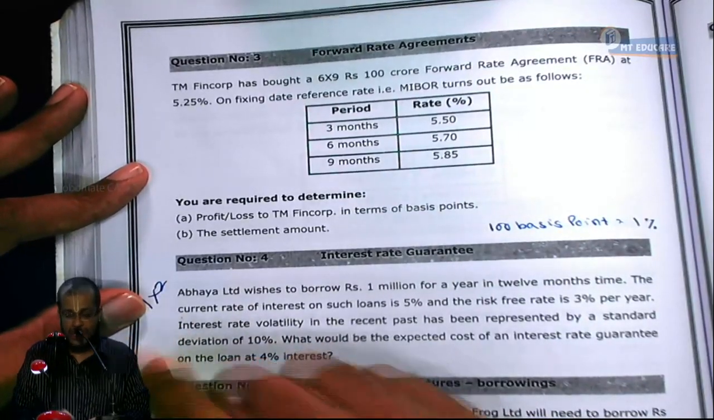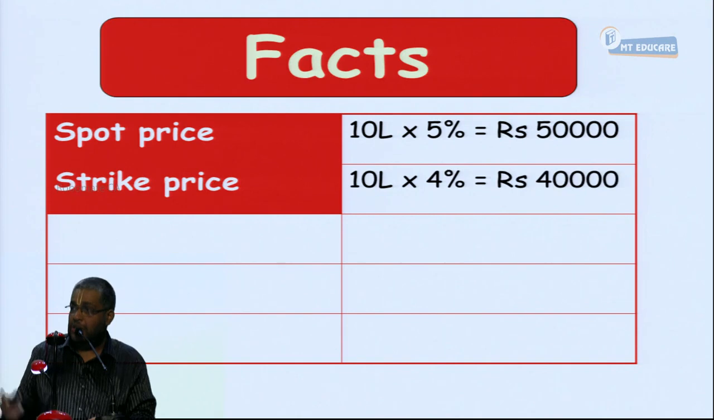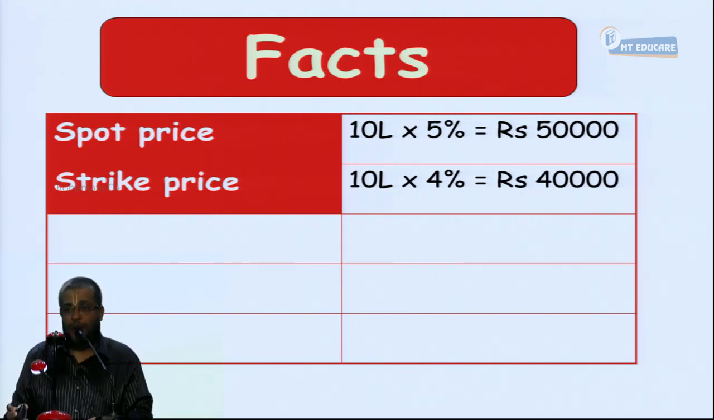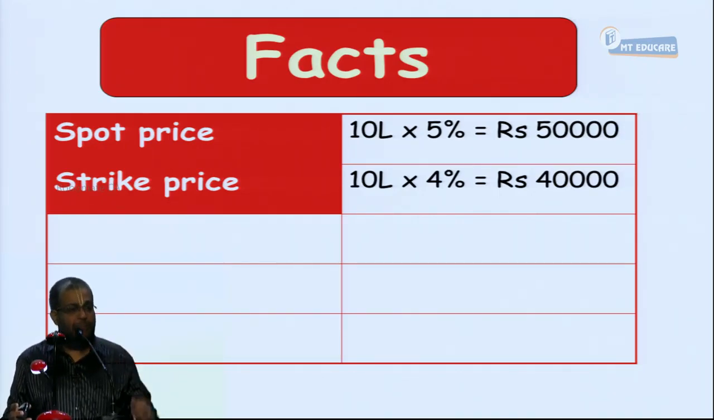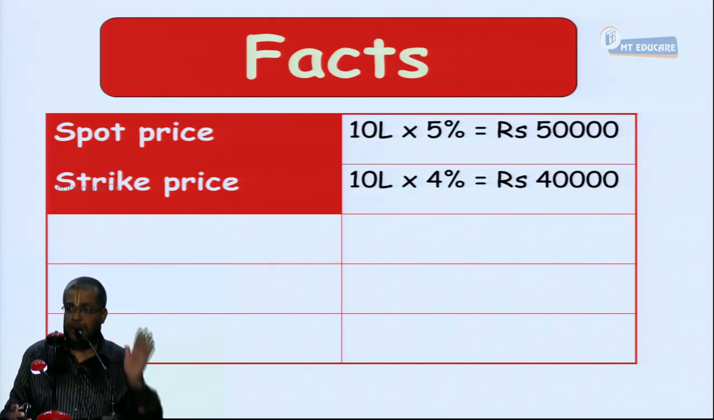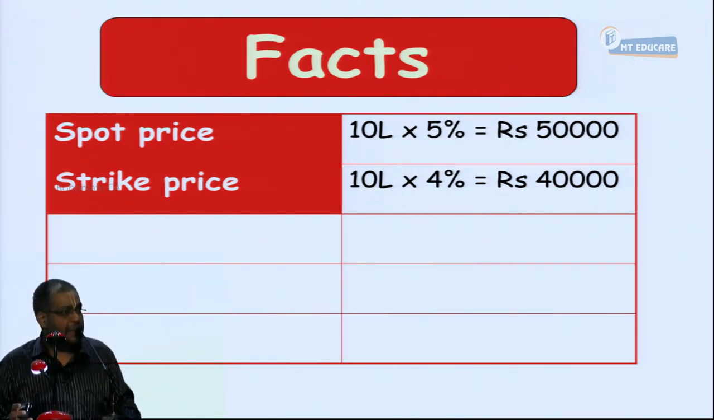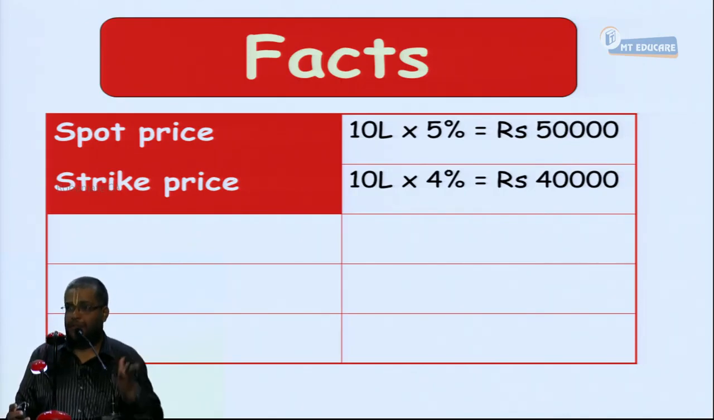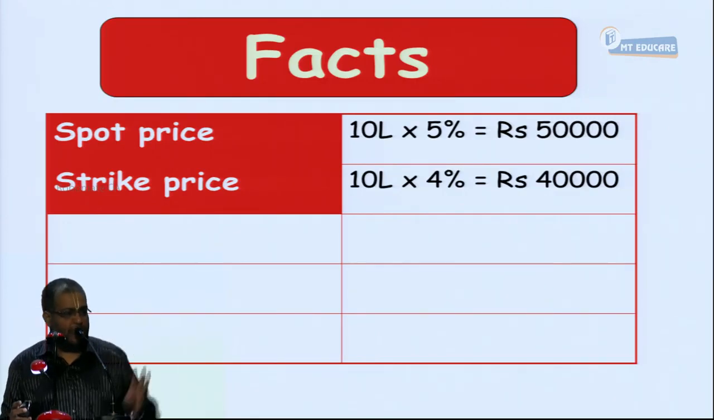At what price? Strike price. What is the strike price here? 4%. That means I have a right to buy MIBOR at a strike price of 4%. So the strike price is 10 lakhs into 4%, which gives 40,000. Now, if I borrow today, the current MIBOR is 5%, so the spot interest is 50,000. But I'm going to borrow after 1 year, so I go for a strike price of 4%, which is 40,000. Very simple, all are applied on the notional principal, making it into rupees for calculation.